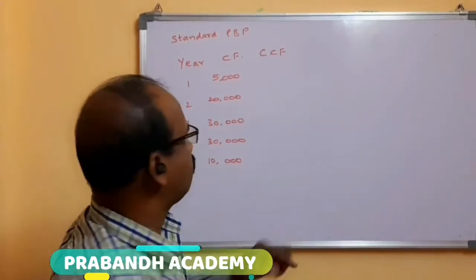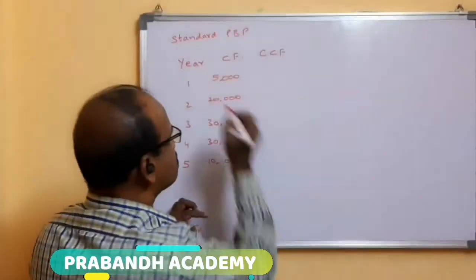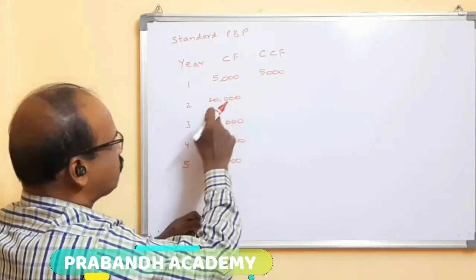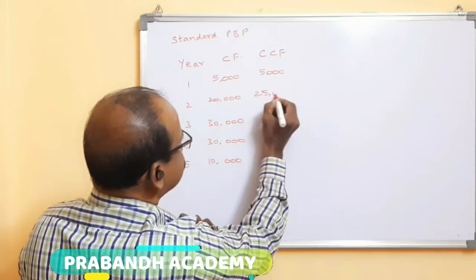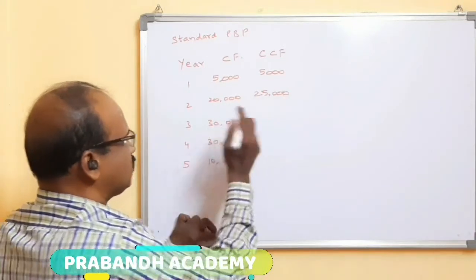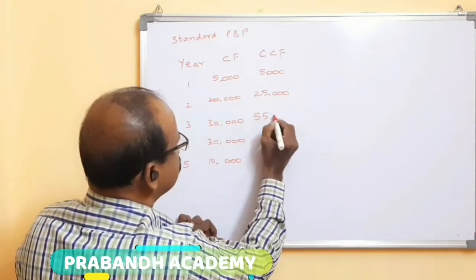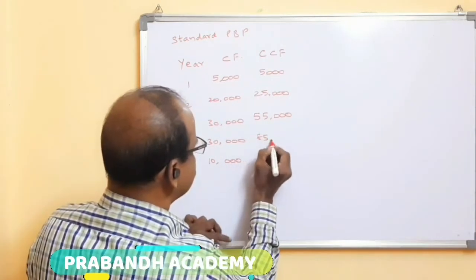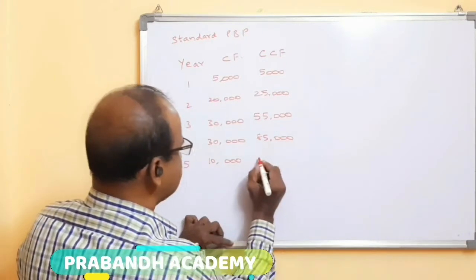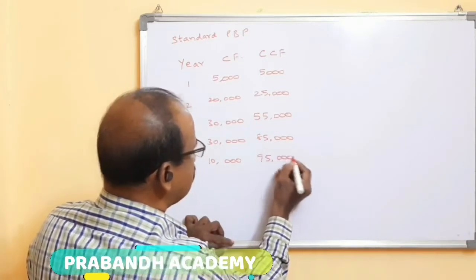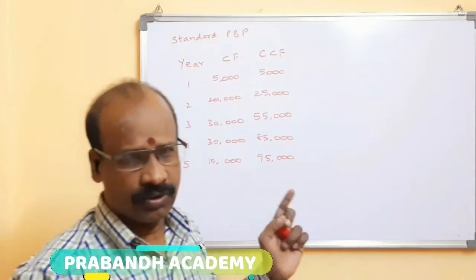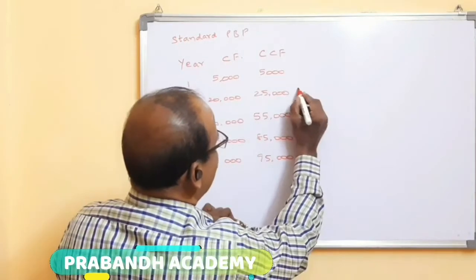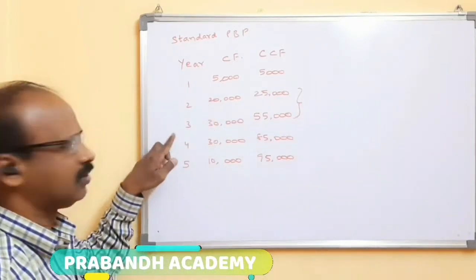Now we calculate cumulative cash flows. How to calculate cumulative cash flows? First year same 5,000. Second year 5,000 plus 20,000, 25,000. 25,000 plus 30,000, 55,000. 55,000 plus 30,000, 85,000. 85,000 plus 10,000, 95,000. So these are the cumulative cash flows. In this problem, investment is 50,000. The 50,000 we reach in the third year.